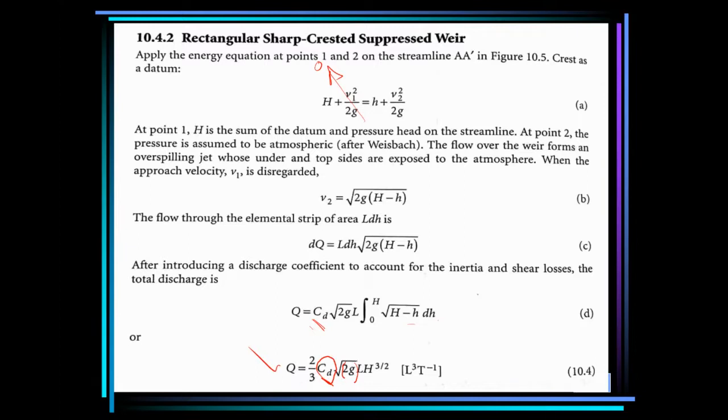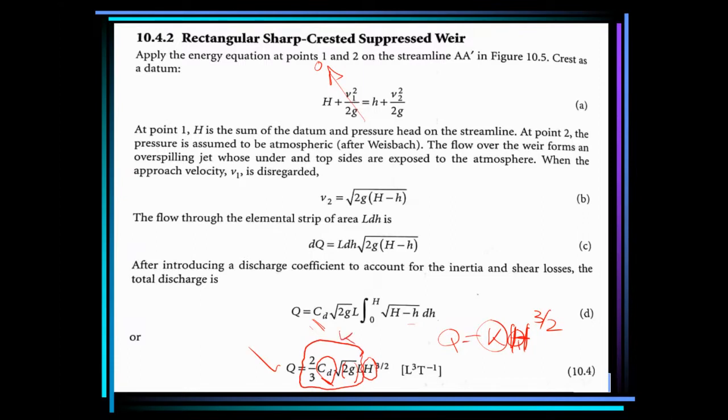All we need to do, you see, all these are constants. 2/3 Cd √(2g) L is a constant. Only H is variable, which is the head of water just upstream of the weir crest. So this is just like K H to the power of 3/2, where K is the constant representing all these terms. Only the variable is H.